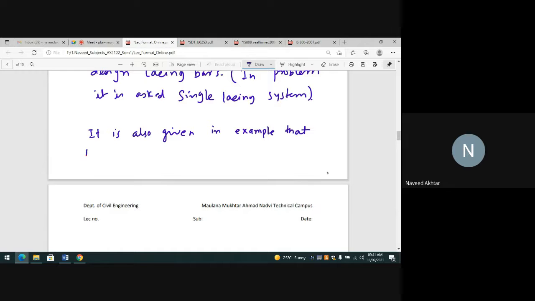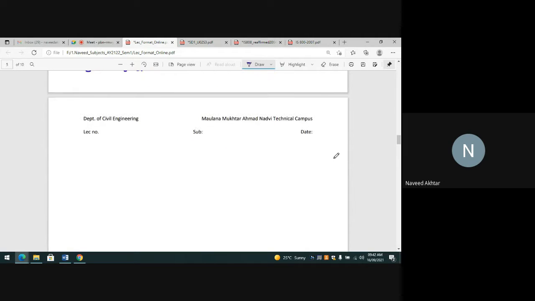That two sections are connected back to back. So two ISMC we have to connect back to back. So if I draw a figure here, you also draw this figure. It is very important. This is the channel section. This channel section we are connecting back to back.